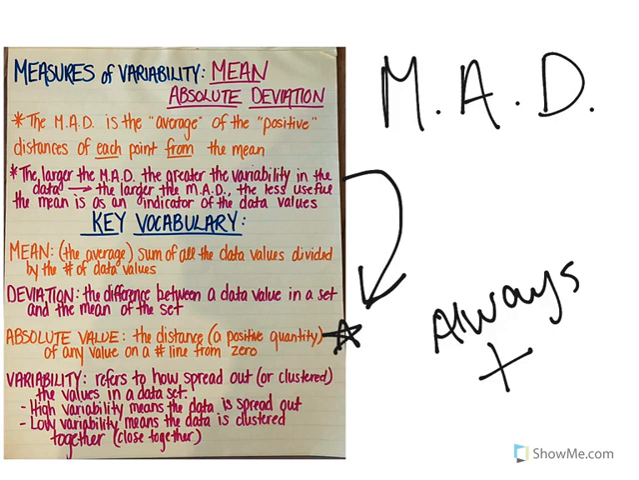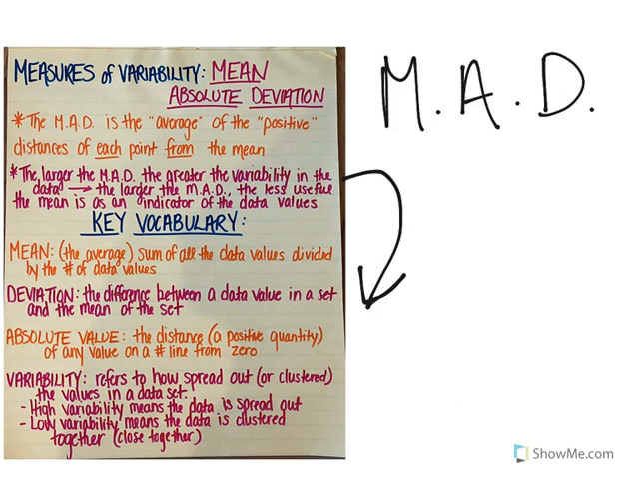Lastly, variability refers to how spread out or how clustered together the values in a data set are. High variability means that the data is very spread out. So if you were looking at a data display like a dot plot, that means there are pieces of data all over. If there is low variability, that means the data is clustered. So again, that would mean all the pieces of data were right together.